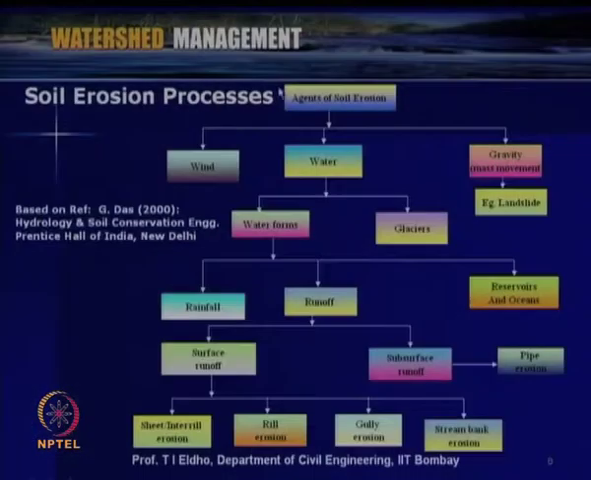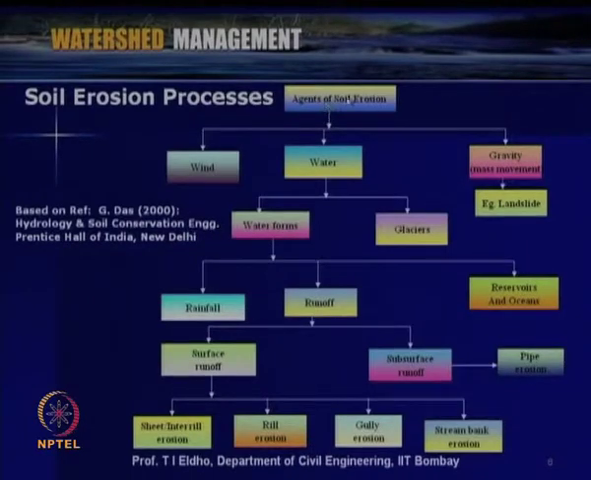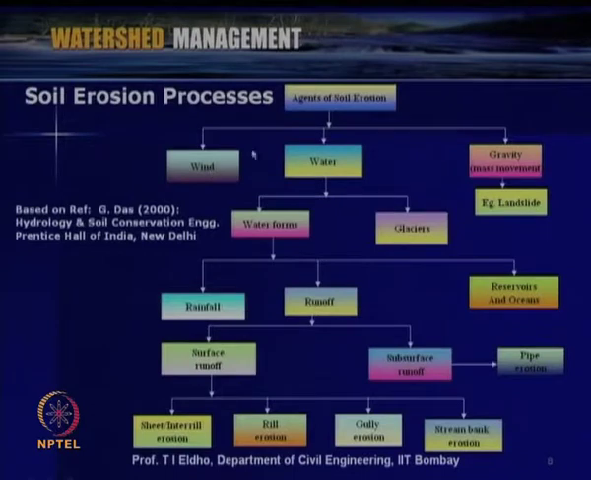So, we have seen that the main agents of soil erosion are water and wind. The agents of soil erosion in this chart are as given by G. Das in his book Hydrology and Soil Conservation Engineering. So, the agents of soil erosion can be either wind, water, or gravity. Gravity means mass movement, like what happens in the case of a landslide.